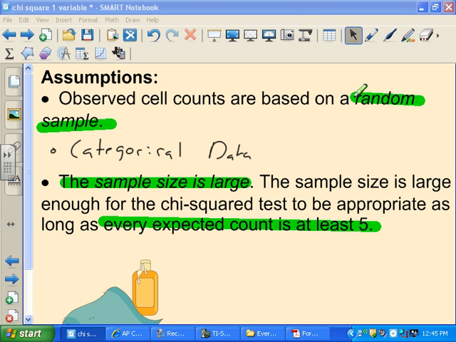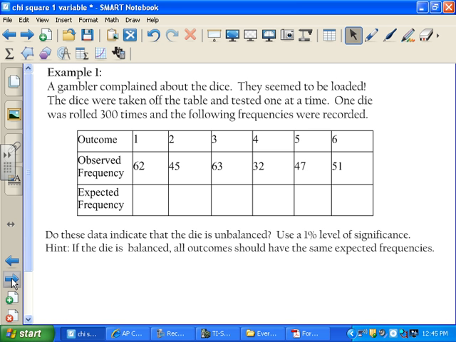This is your step 5 justification for the chi-square. Data. Here we go. This applies for our class. Again, we're complaining about the dice. They seem to be loaded. The dice were taken off the table. It seems like you get 5 all the time in this class. The dice were taken off the table and tested one at a time. One die was rolled 300 times, and the following frequencies were recorded.